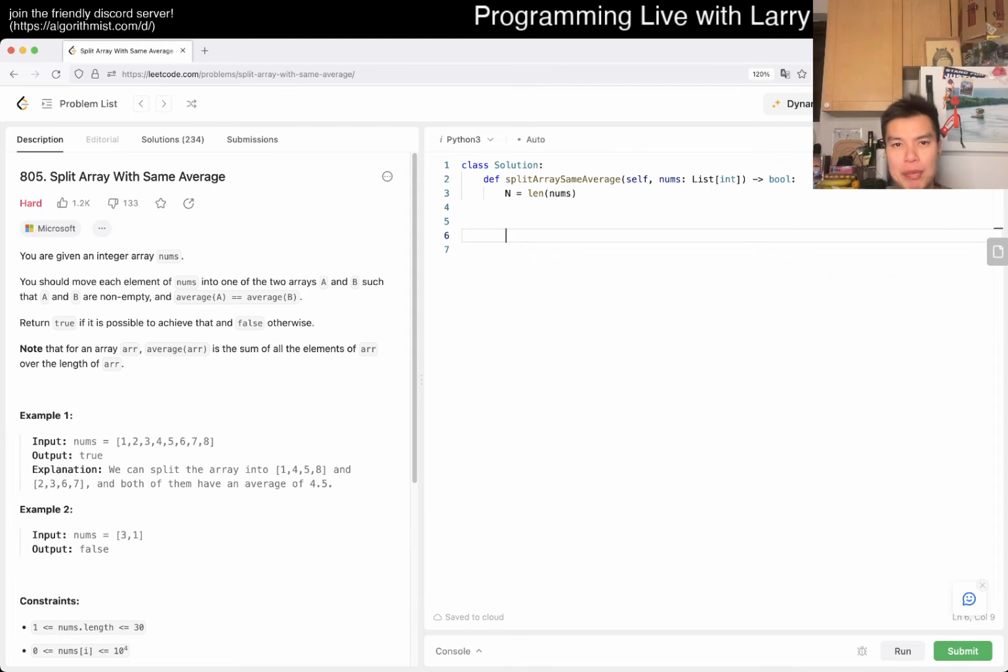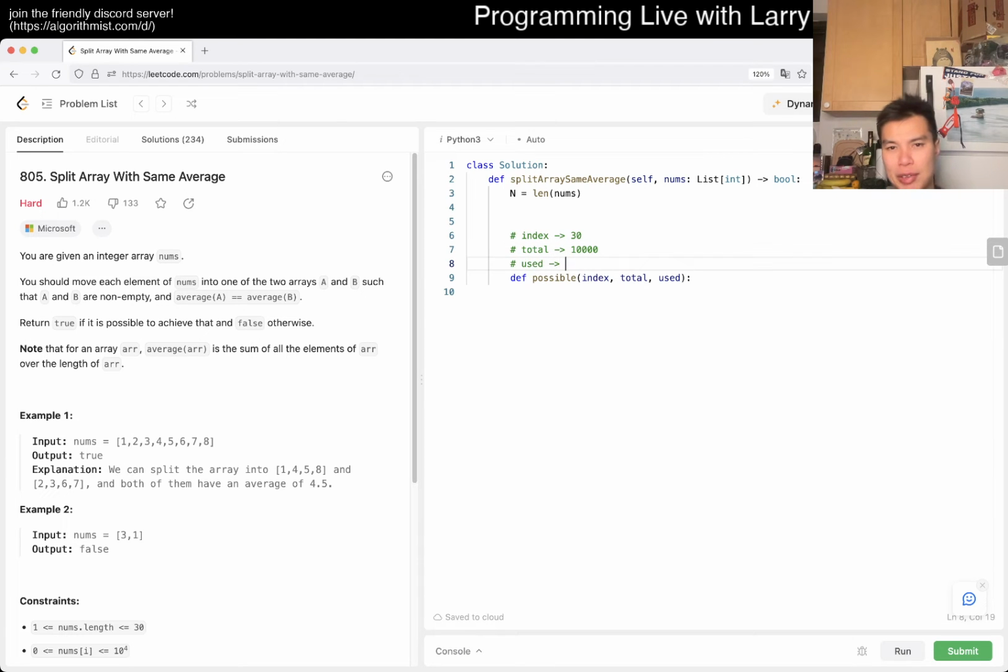But basically, if you want to write brute force, you might have something like: the index of the number, basically how many are used, the current total, and then the number of items that are used in the total. Let's think about this for a second. Index could be 30, obviously. Total can be, like we said, 30 times 10 to the 4th. And used is also up to 30. So then that means that this can go up to 9 million.